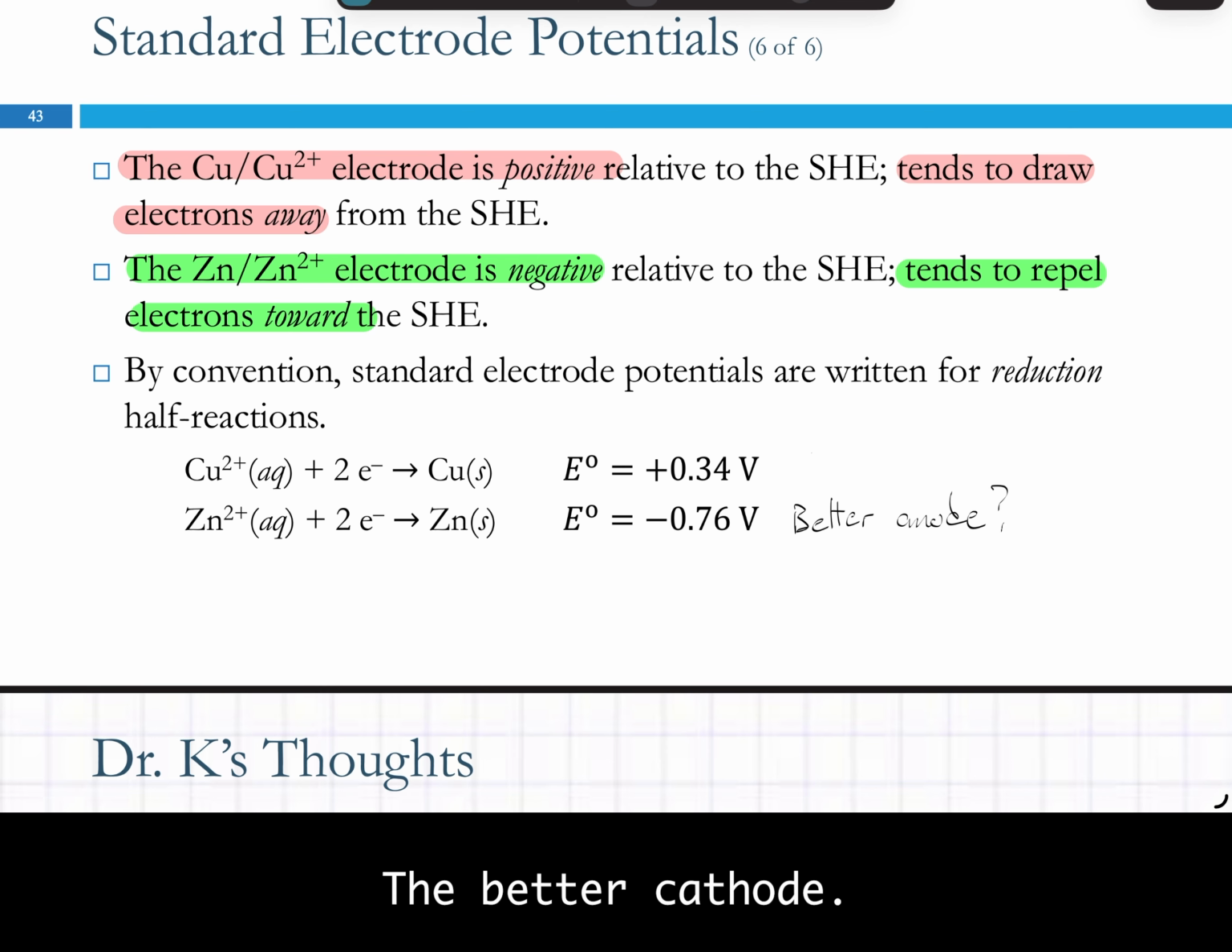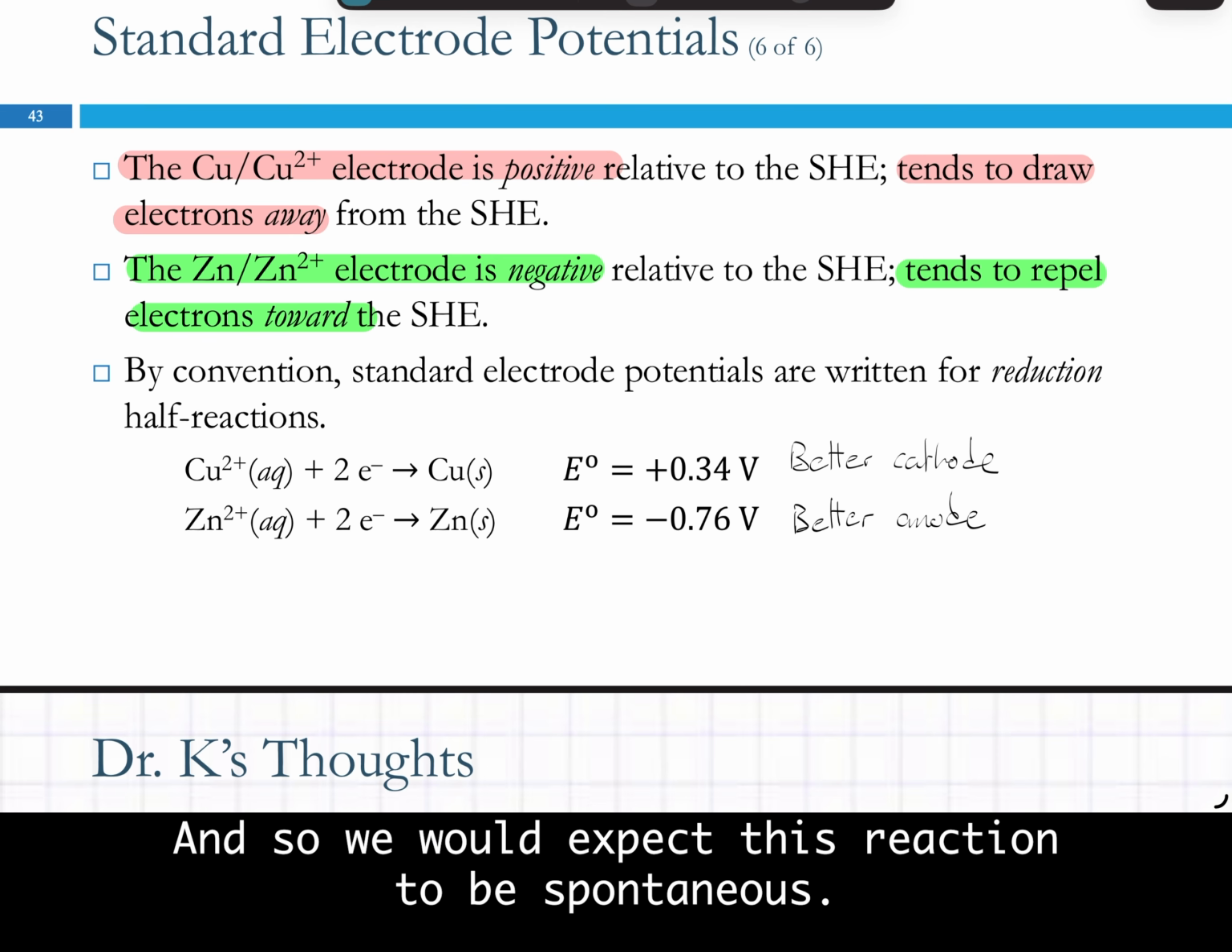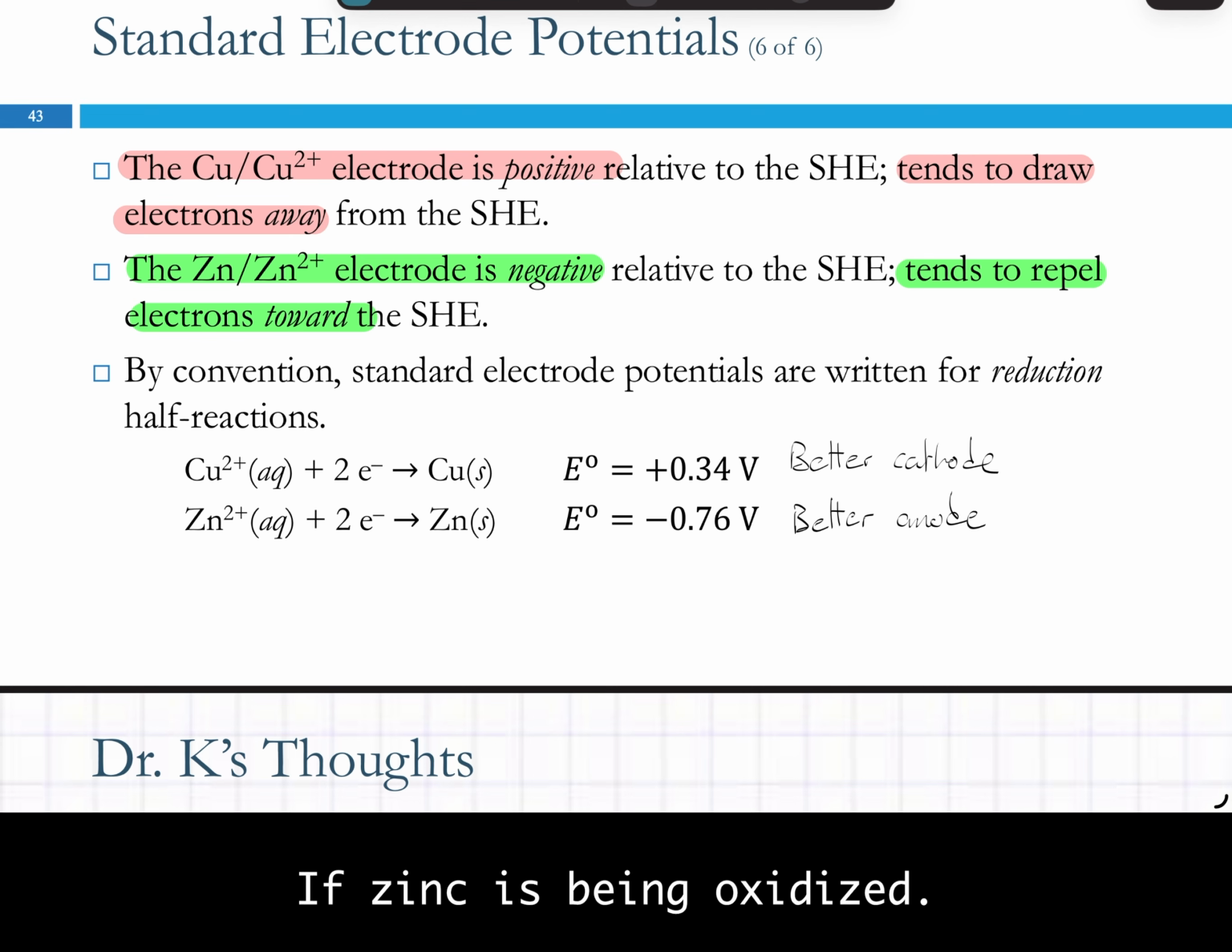The better cathode is copper. And so we would expect this reaction to be spontaneous if zinc is being oxidized and copper is being reduced.